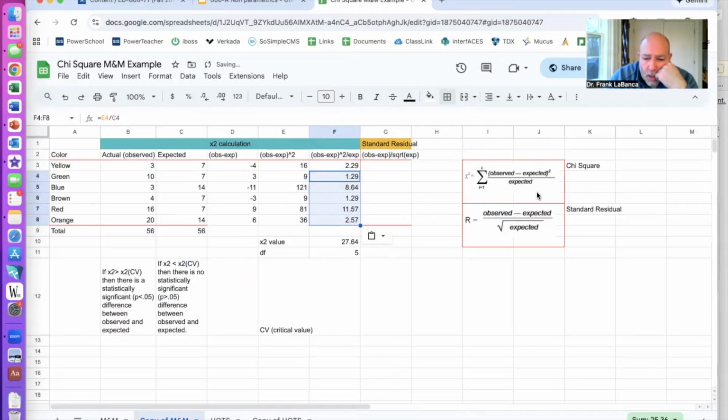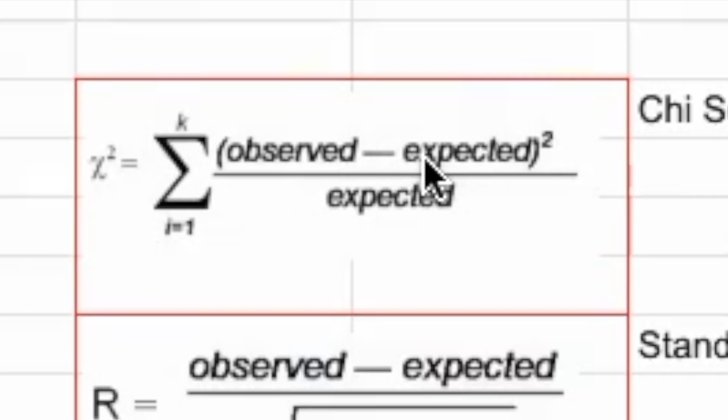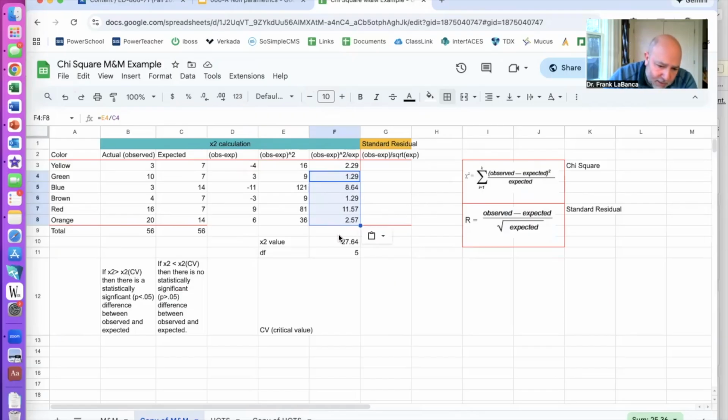Okay. So now what we've done is the observed minus the expected squared divided by the expected, this section right here, for all of the individual values. And then at the end, you can see it says sum them up. Sigma means sum, add them all up. And I've already done that. Because I programmed the cells to do it, we get a value of 27.64. That is the chi-square value.